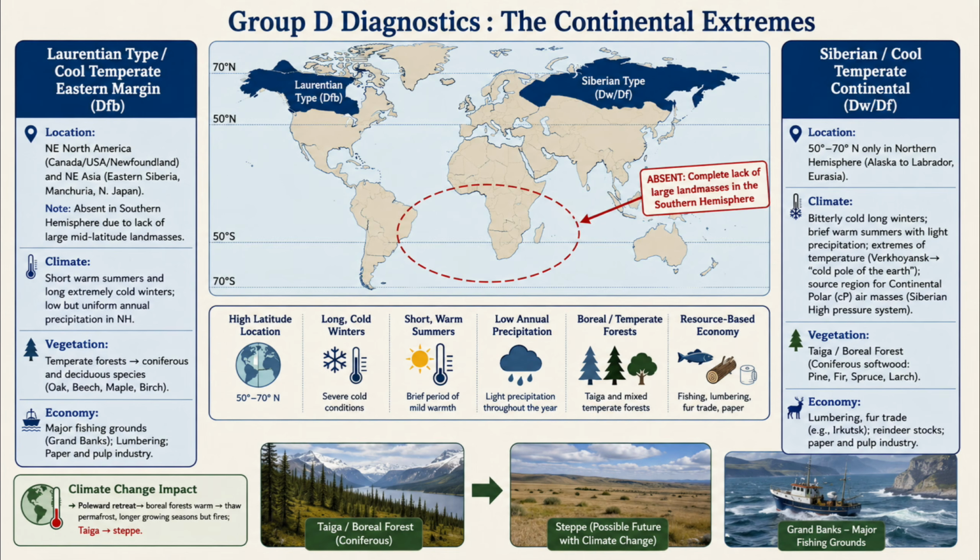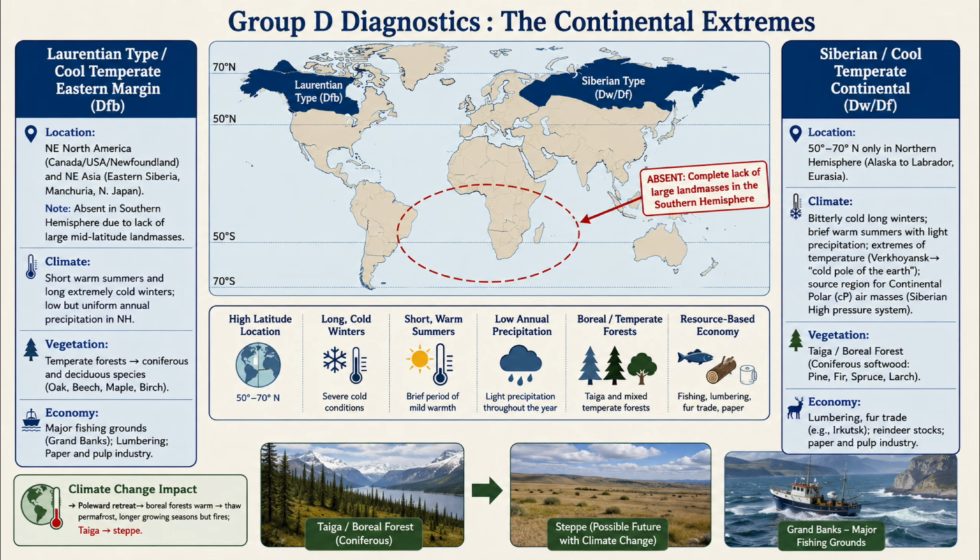Now let's talk about the last group, part 5, cool temperate climates, Group D. 10. Laurentian type, cool temperate eastern margin, DFB. Location: NE North America, Canada, USA, Newfoundland, and NE Asia, eastern Siberia, Manchuria, northern Japan. Note: absent in the southern hemisphere due to lack of large mid-latitude land masses.